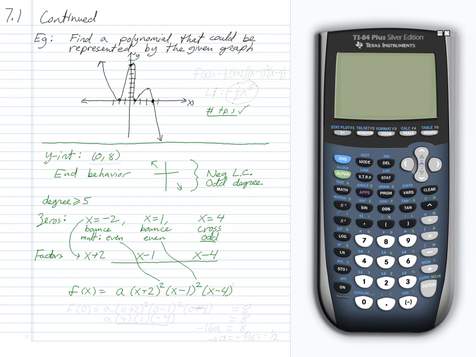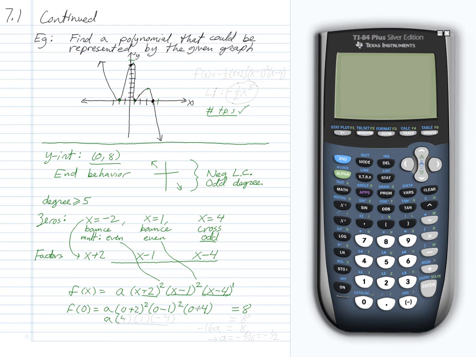Now, I am okay keeping this power as a 1 for the crossing zero, because at this point, my polynomial does everything it should at its zeros. It bounces at x equals -2, it bounces at x equals 1, and it crosses at x equals 4. So the only thing left to decide is what is this coefficient. And that is where our y-intercept comes in and saves the day. We know that f of 0 can be written as a times (0 plus 2) squared, (0 minus 1) squared, (0 minus 4). And this is supposed to be equal to 8, based on this point. So, we can crunch the numbers and solve for a.